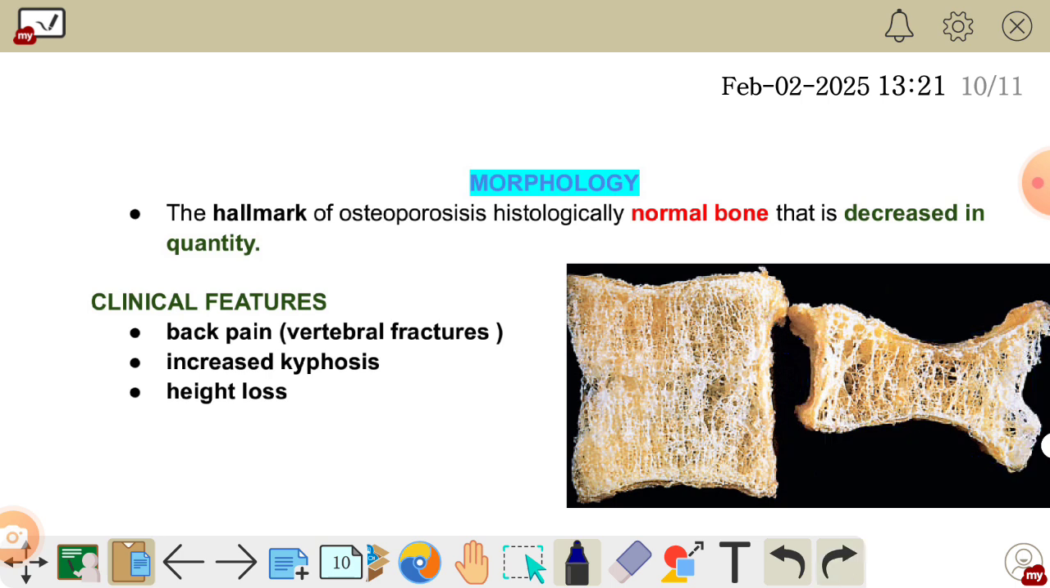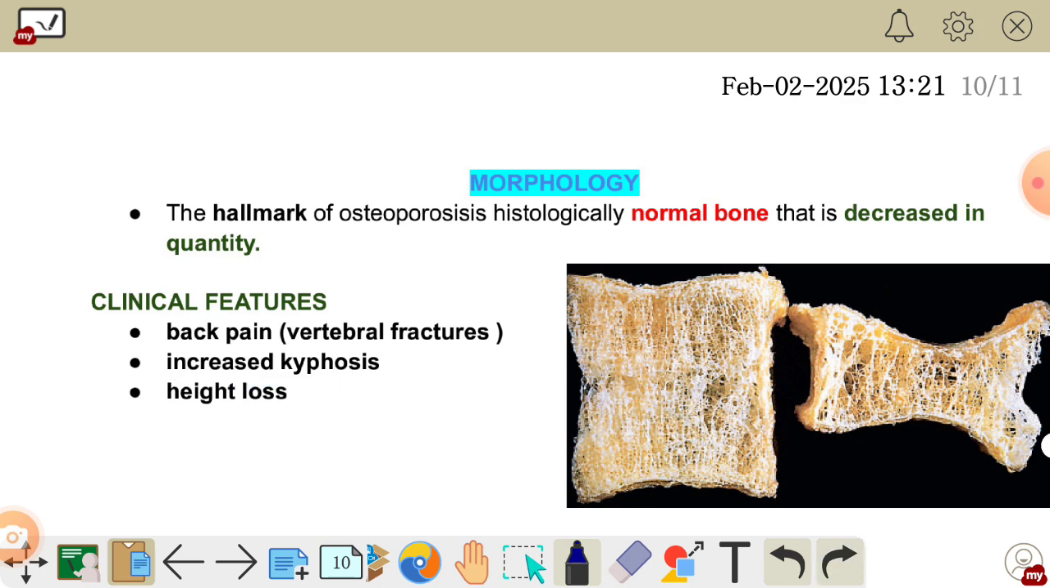Someone who has this condition will present with back pain due to vertebral fractures. The bone quantity is reduced, so these patients will be prone to fractures. In the vertebrae, if we have fractures there, then they'll present with back pain. Then we are going to have increased kyphosis.